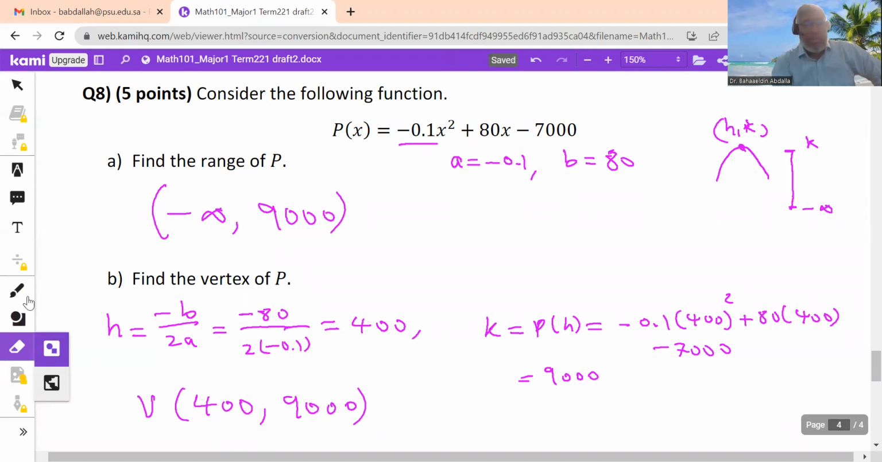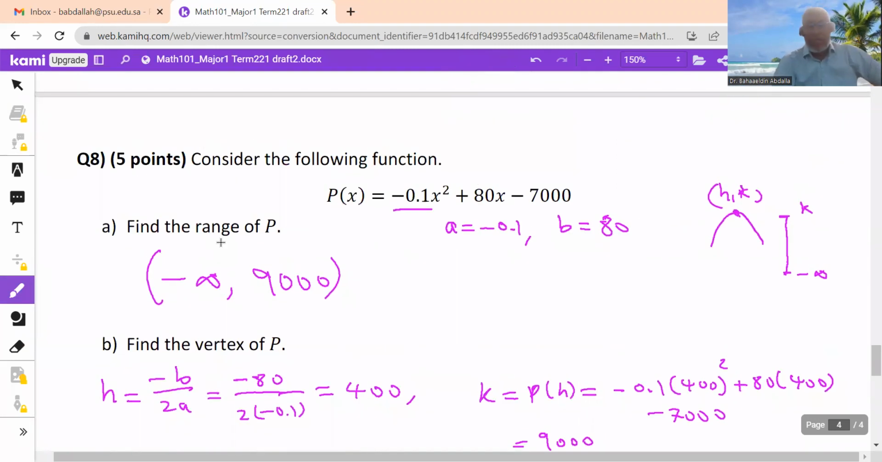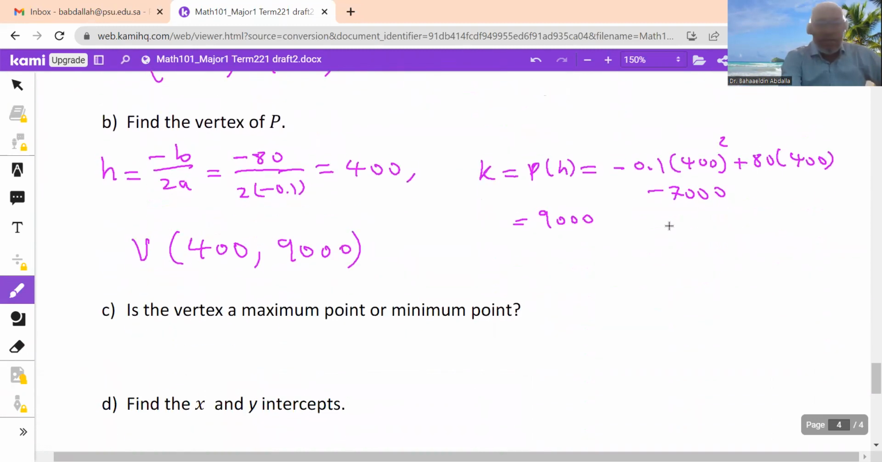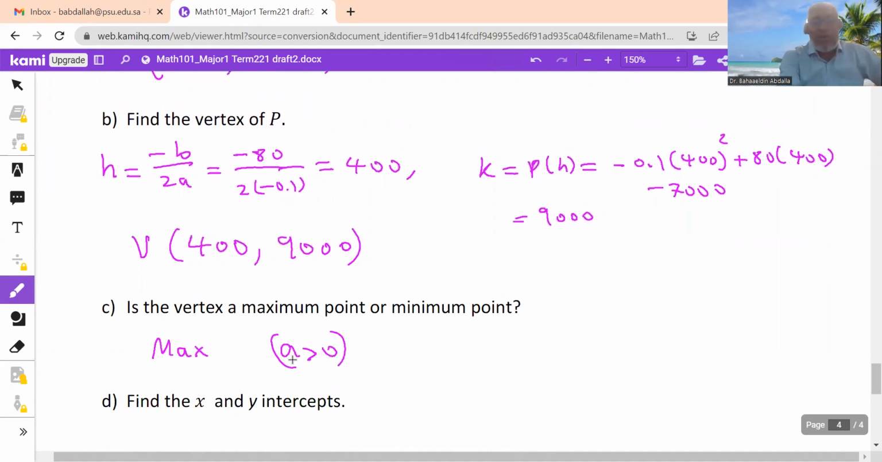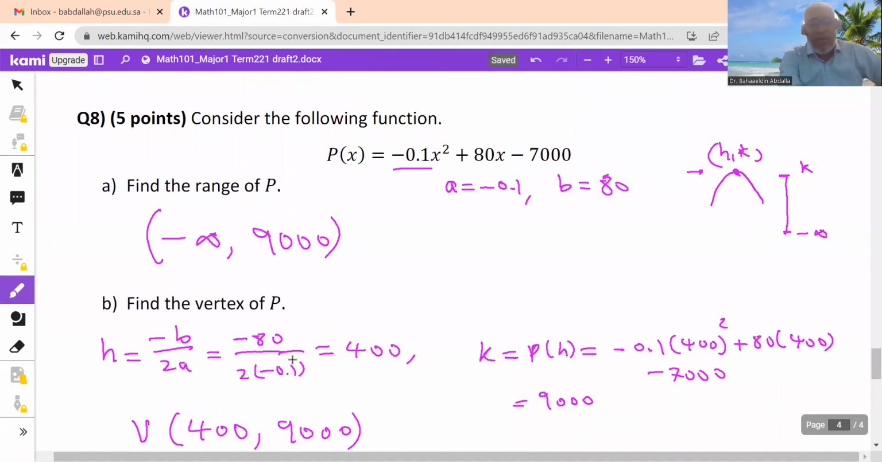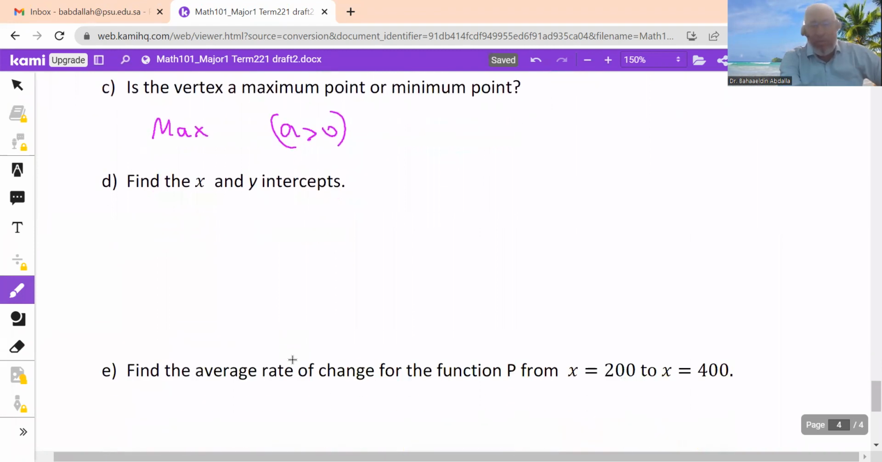So notice if he changes the sign of x squared: is the vertex a maximum point or a minimum point? Yeah, if the parabola opens downwards, then the vertex is the maximum point, as you can see. So here it's maximum. If the coefficient of x squared is positive, you can say that a is greater than 0, then the vertex would be a minimum point.